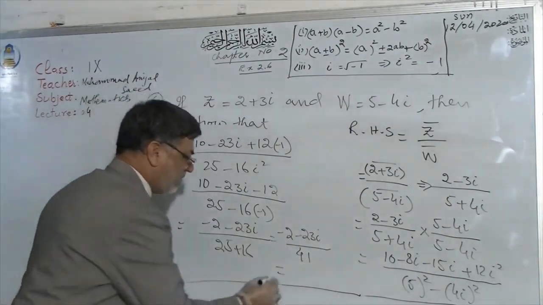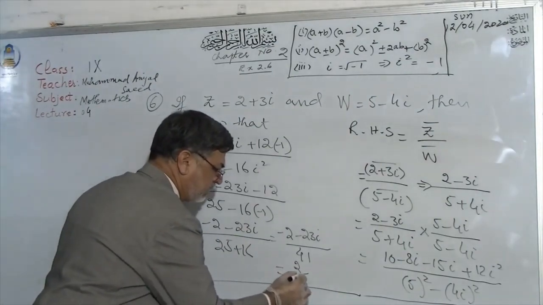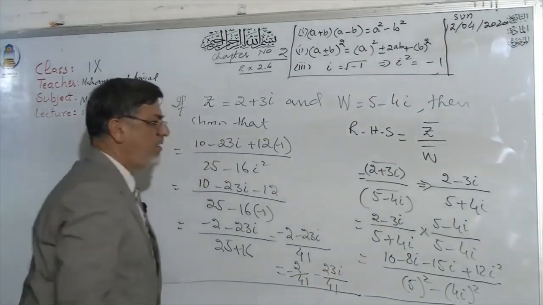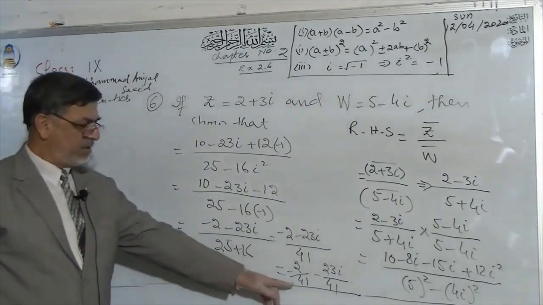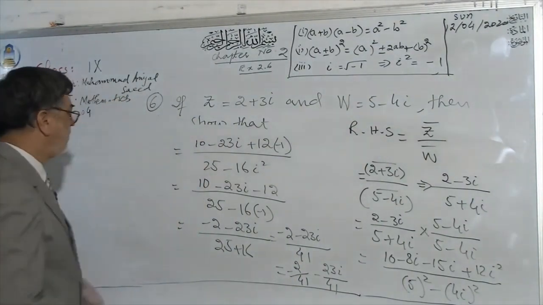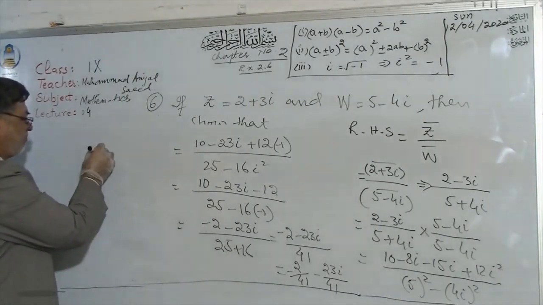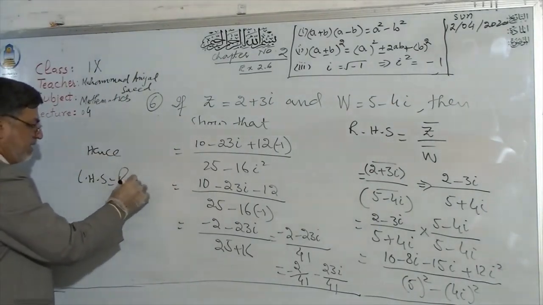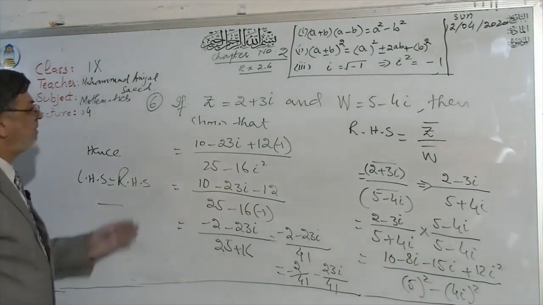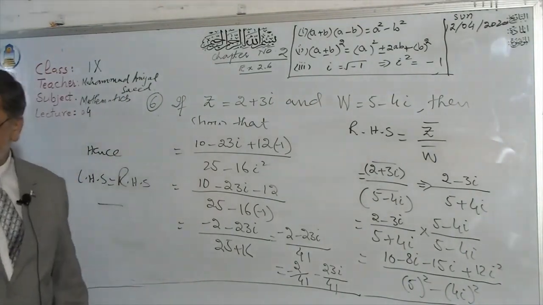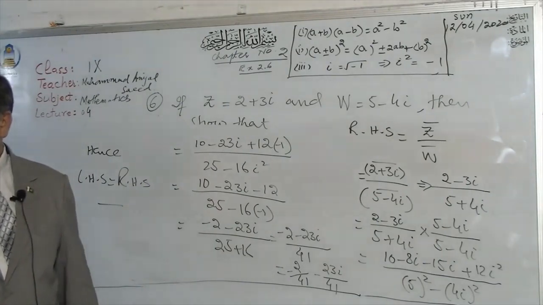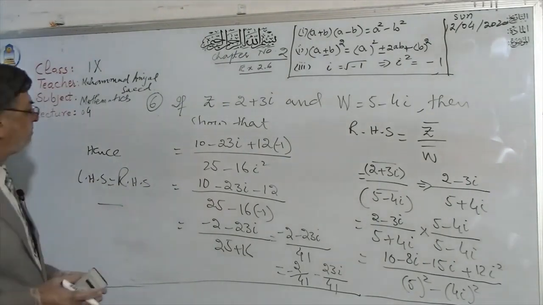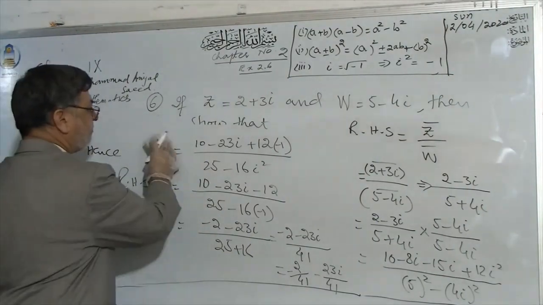Distribute this 41 to both the terms: minus 2 over 41 minus 23 iota over 41. That is your left hand side. Hence, left hand side is equal to right hand side. That was your part number 4. I hope that you understood that. After that, part number 5 and 6, they are very easy.